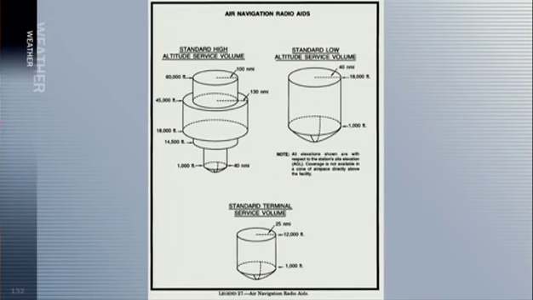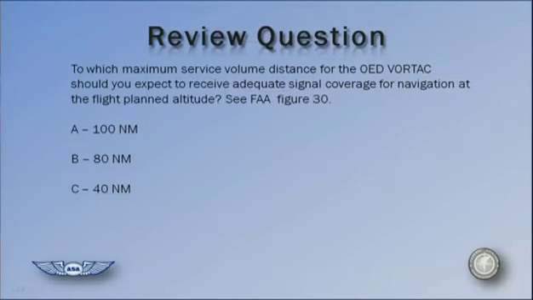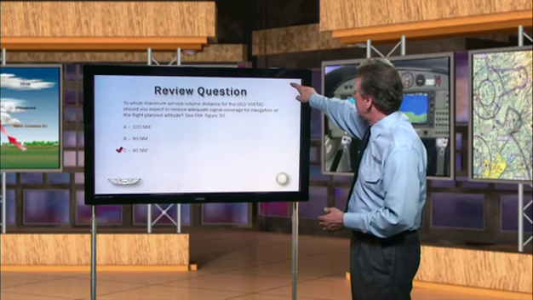And here we see high, low, and terminal service volumes. At 8,000 feet, we're between the 1,000 and 14,500-foot level, which gives us 40 nautical miles. So back to our question, which is correct? Obviously, C is your correct answer. Okay, let's select another topic.